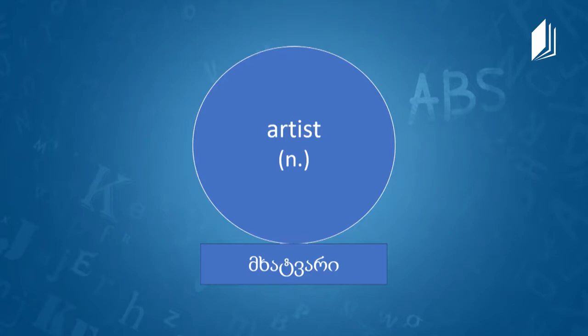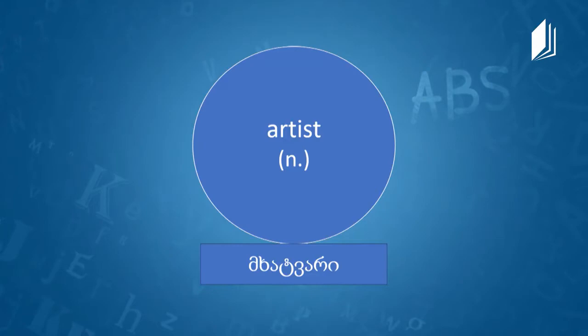So our first word is artist, and that is someone who paints or draws or makes art in general. And it is a noun. Artist, ხატვარი, არსებითი სახელი. And one more time, artist. Artist.